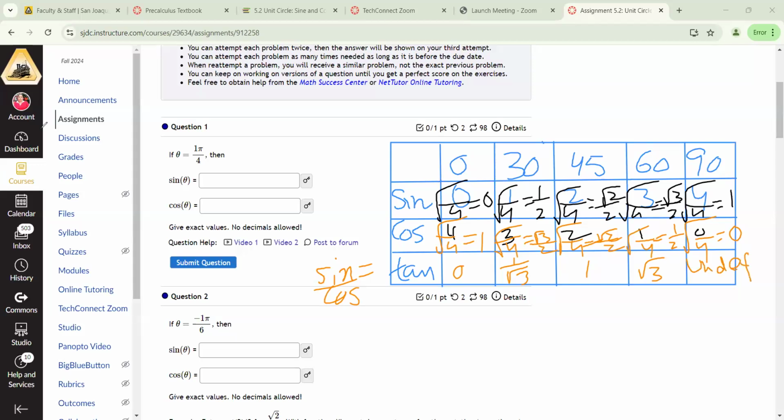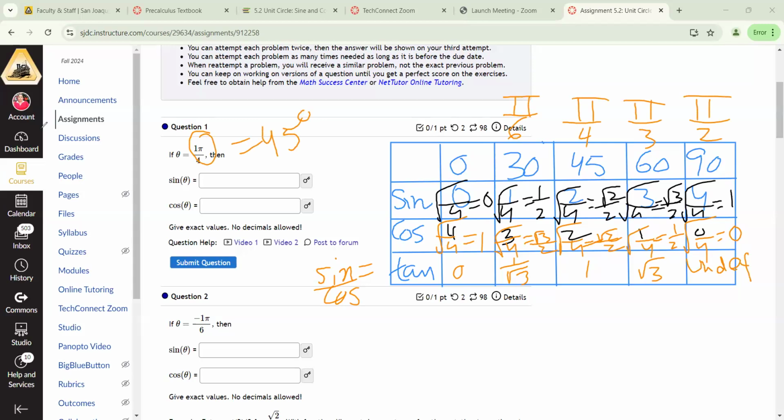Okay. Now sine pi over 4. Pi over 4 means 45 degrees. And I can write the radians here also. 30 means pi over 6 radians. 45 means pi over 4. 60 means pi over 3. 90 means pi over 2.